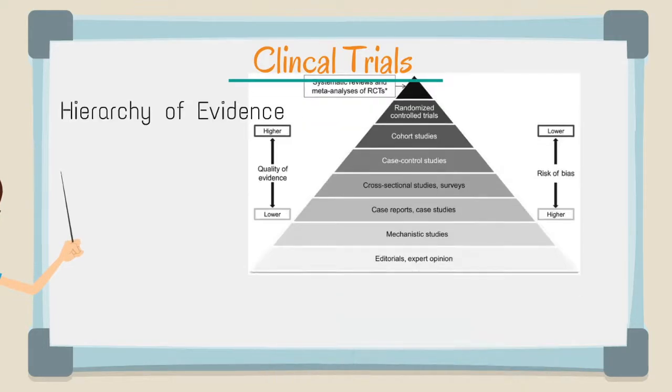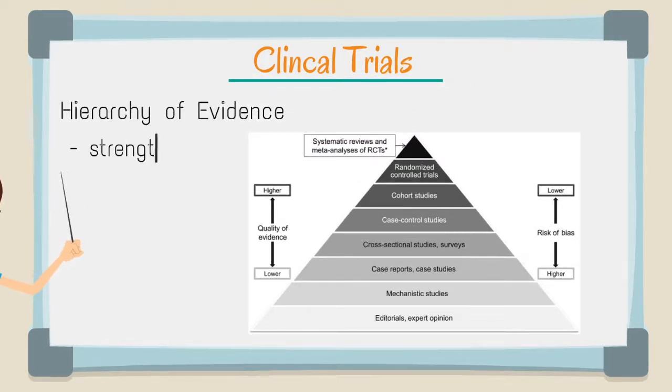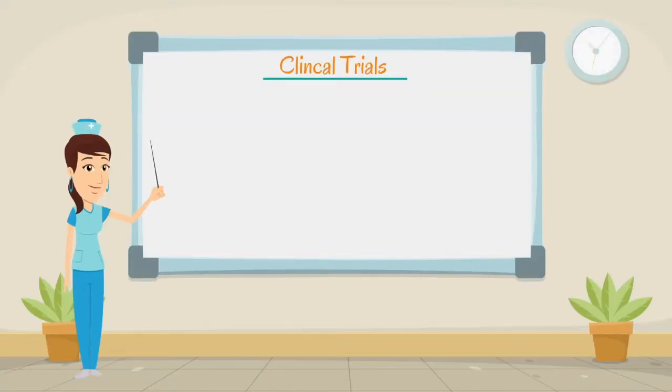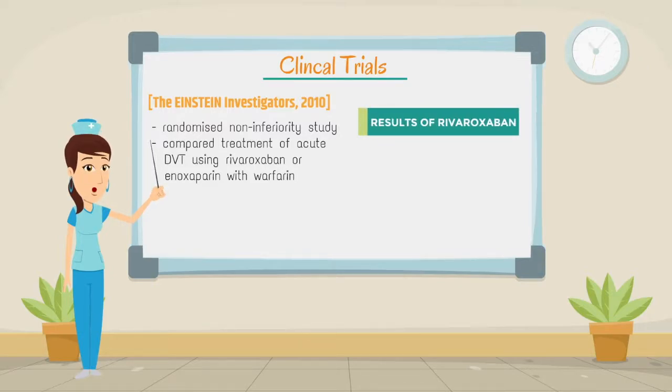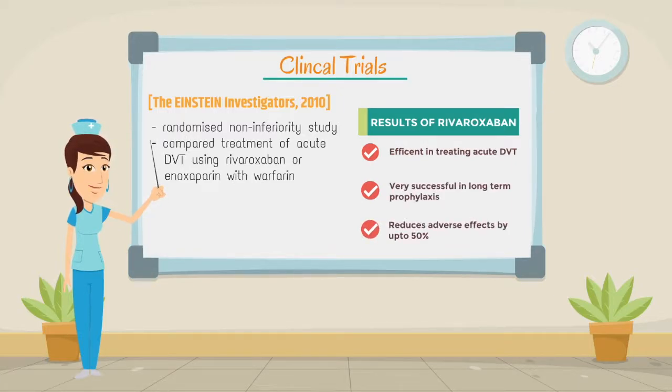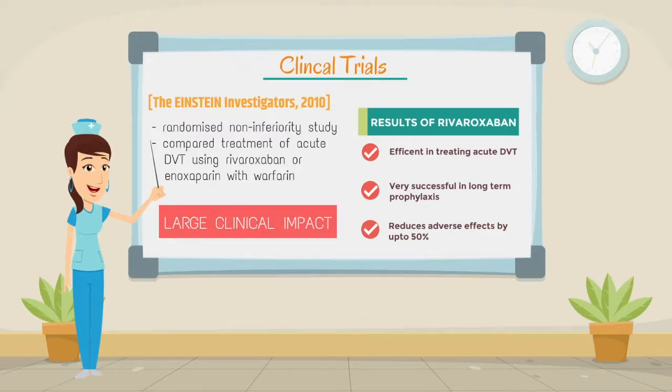It is important to look at the hierarchy of evidence when evaluating clinical trials to assess the quality and strength of research outcomes. A randomized non-inferiority study conducted by the Einstein investigators in 2010 compared the treatment of acute DVT when using Rivaroxaban and enoxaparin with a vitamin K antagonist such as warfarin. These studies showed that Rivaroxaban was just as efficient in treating acute DVT and was very successful in long-term prophylaxis, reducing adverse reactions by up to 50%. Being a randomized controlled trial, these studies present level 2 evidence and therefore have a large clinical impact.